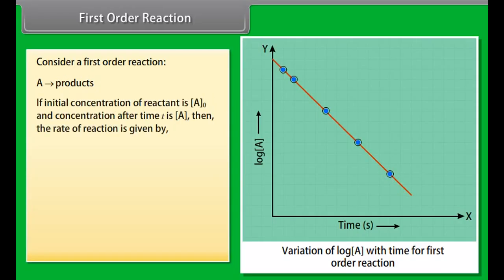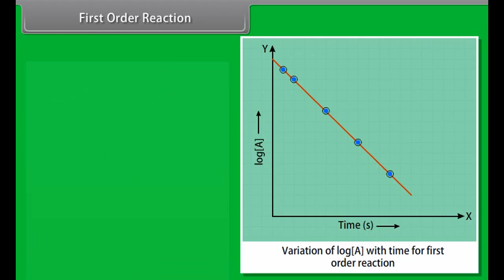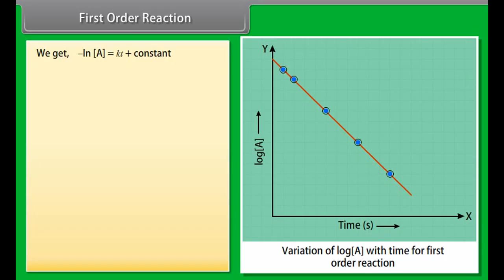If the initial concentration of reactants is A naught, and the concentration after time t is A, then the rate of the reaction is given by minus dA by dt is equal to the product of K and A. It can be written as minus dA upon A is equal to K dt. On integrating both sides, we get minus natural log of A is equal to Kt plus constant.